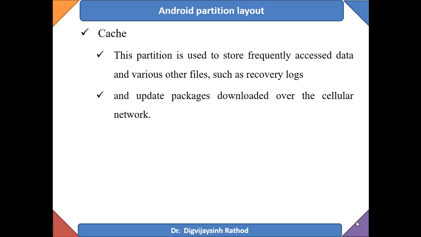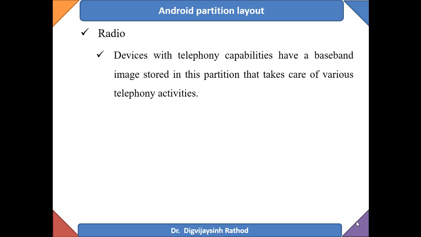Now there is also one more partition called the cache partition, and this partition is used to store frequently accessed data and various other files such as recovery logs and update packages downloaded over the cellular network. So with the cache, you normally expect log files which give you detail about recently accessed data. It also keeps the data related to the recovery logs. And if you update any packages downloaded through the cellular network, you can get the evidence related to those activities inside the slash cache partition. Now the next partition is called radio.